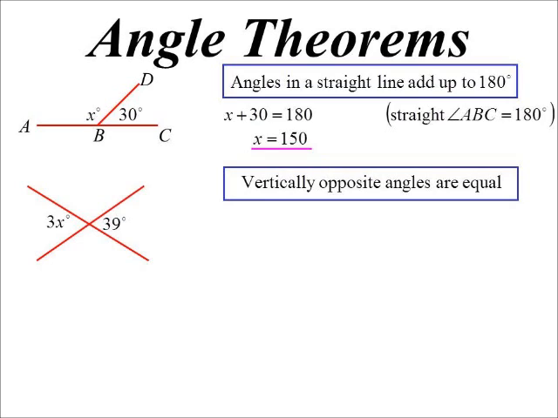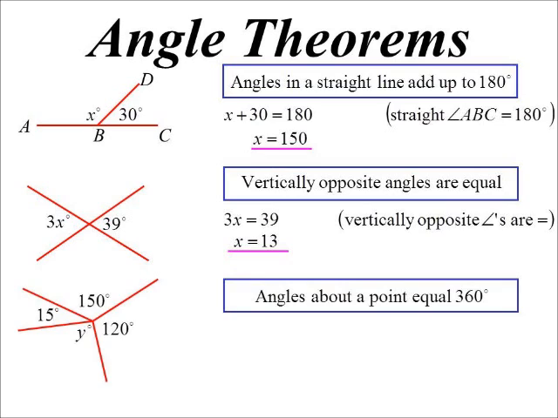There's that vertically opposite angle one I was talking about. Vertically opposite angles are, of course, equal. So in this one, I'd say 3x is 39. Vertically opposite angles are equal. So, of course, from that we get x is 13. Angles about a point add up to 360.